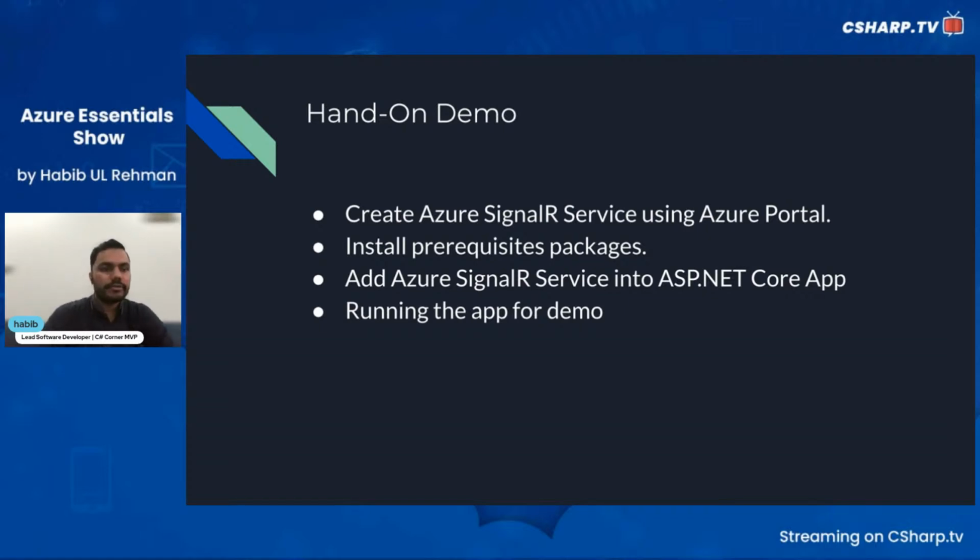So currently I am in the Azure portal. If you don't have an account, you can sign up, or you can sign up using a trial account. I already have an account, so you can open portal.azure.com. First of all, I will click on create a resource, and inside this, I have to search for Azure SignalR service.